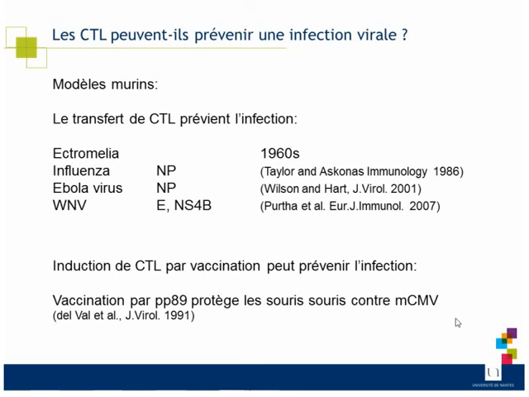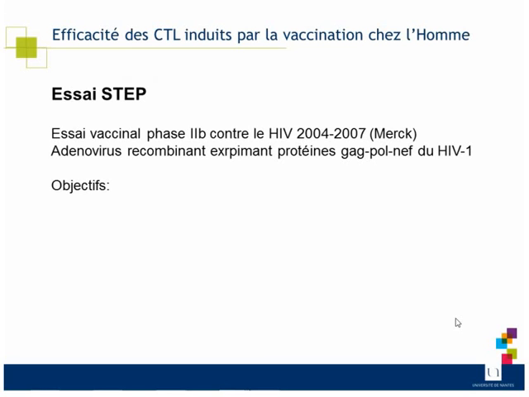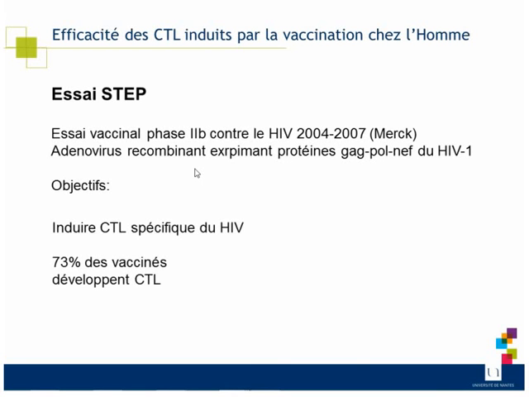So does it work in humans in terms of vaccination strategies? And really the big test of this was the STEP trial, which was financed and developed by Merck. It was conducted from 2004 to 2007, so it's a phase 2B trial looking at efficacy in about 700 vaccine recipients, 700 placebo recipients.